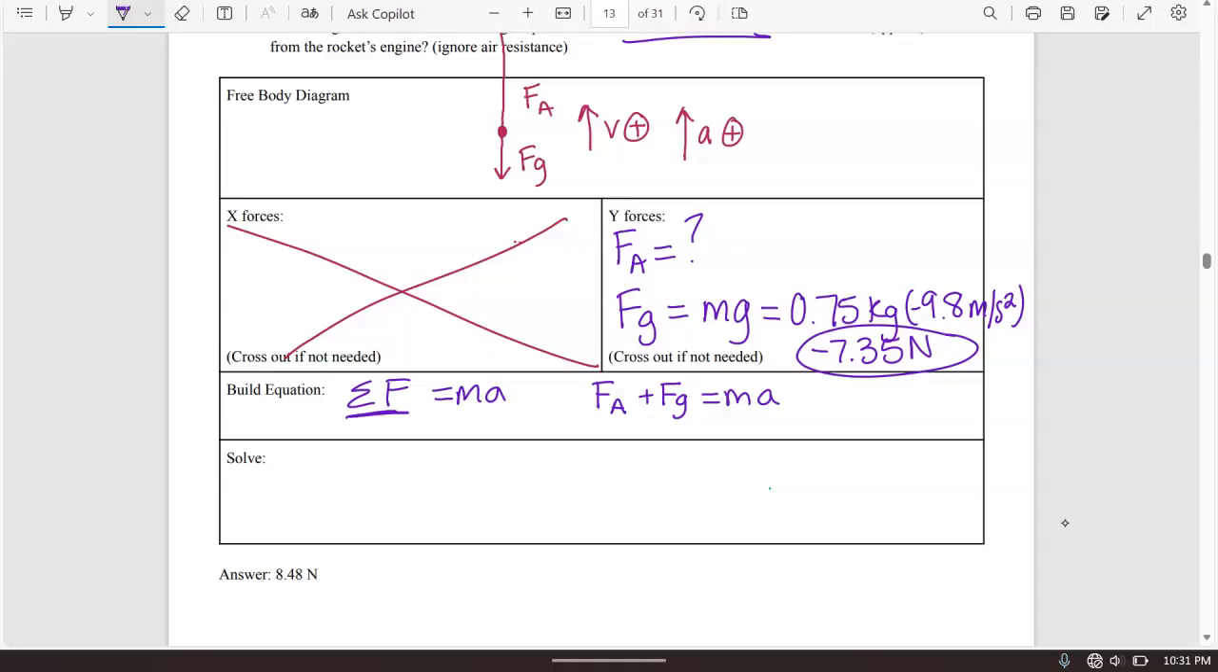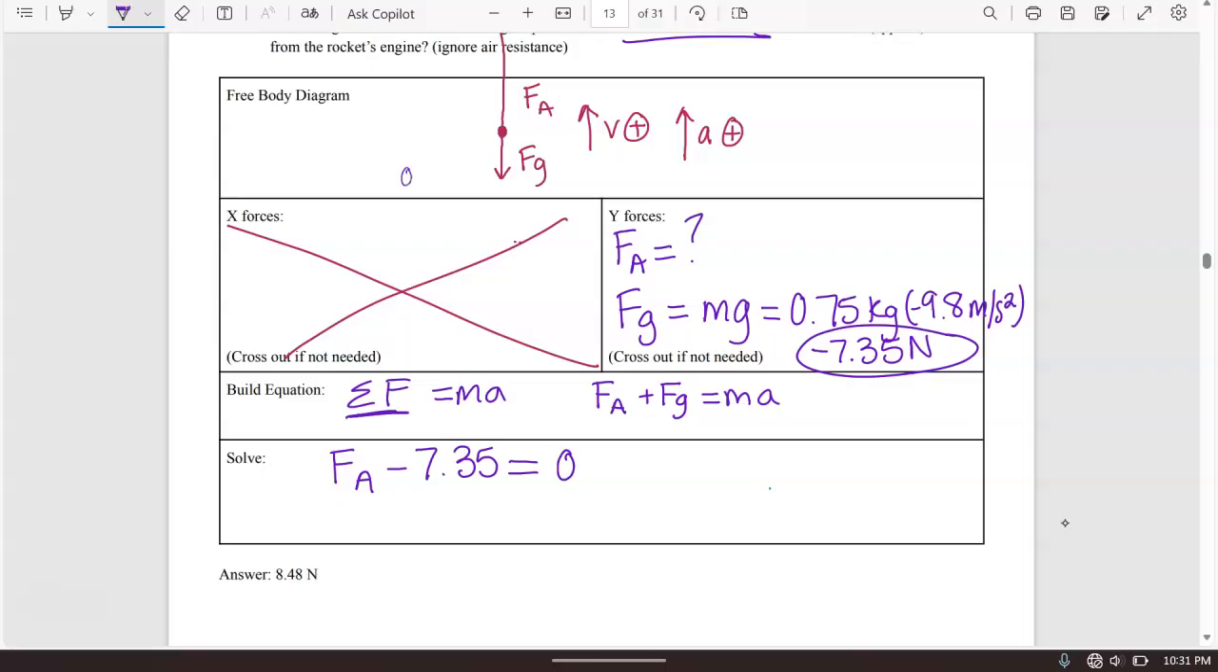We're going to go ahead and plug in what we know. So I know my force of gravity is this negative 7.35. Here's where we're going to take a pause, and we're going to make sure that the sign of what we plugged in here matches the direction on our free body diagram. So here I plugged in a negative, which would indicate going down or right, and my arrow on my free body diagram is pointing downward. So that means I'm in good shape here.